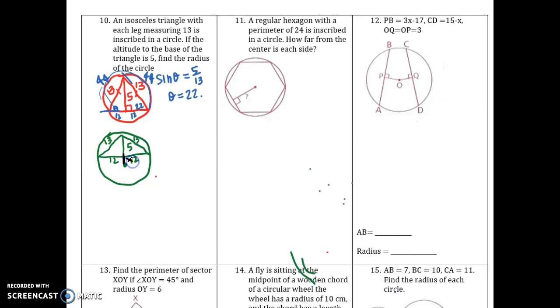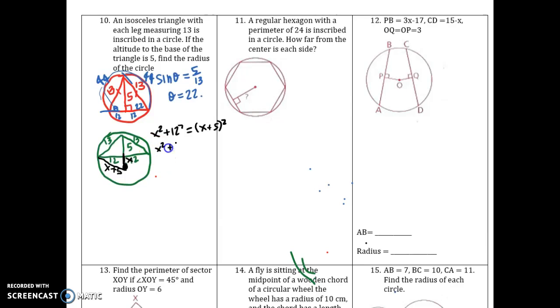So I'm just going to label that x, because 5 could be part of the radius. And then you need to figure out the rest of the radius. So I'm going to draw the radius in a more convenient spot, like right there. So if that's x and that's 12, this is also the radius. So this is x plus 5, because the radius is x plus 5. So you can do Pythagorean theorem, x squared plus 12 squared equals x plus 5 squared.